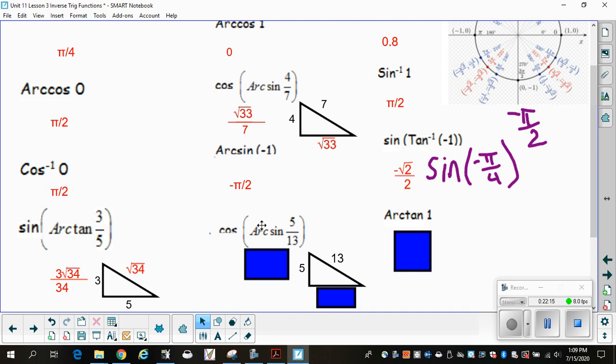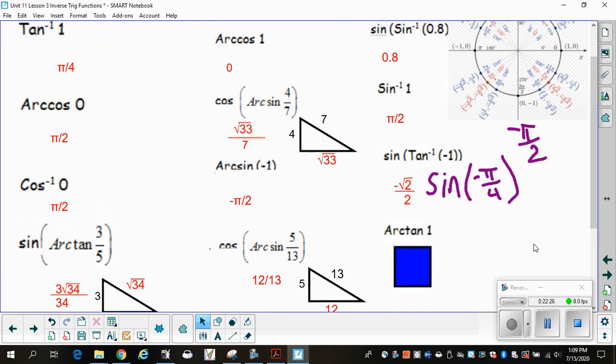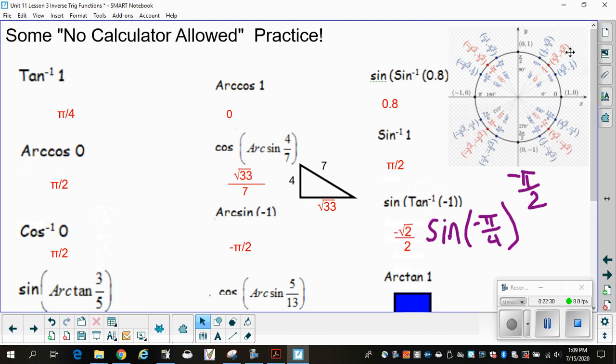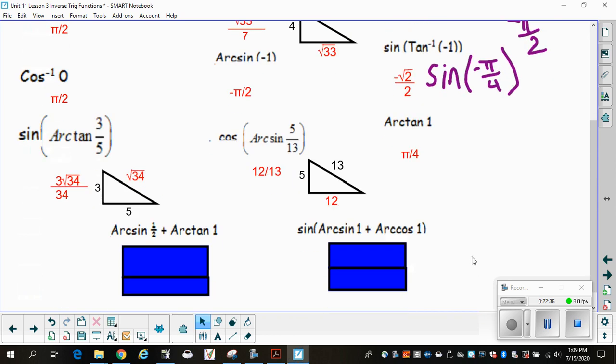Same thing here. I create my triangle, and I simply do, in this case, cosine, adjacent over hypotenuse. This last one, where is the tangent equal to 1? That's at pi over 4. Remember, tangent is y over x, root 2 over 2 over root 2 over 2. So that's going to be at pi over 4.